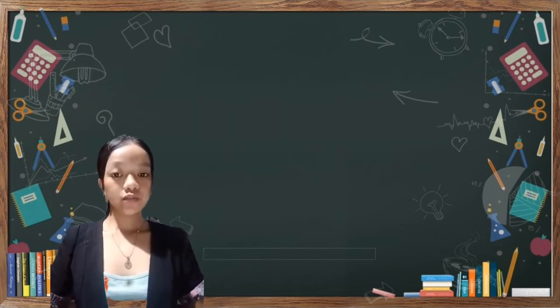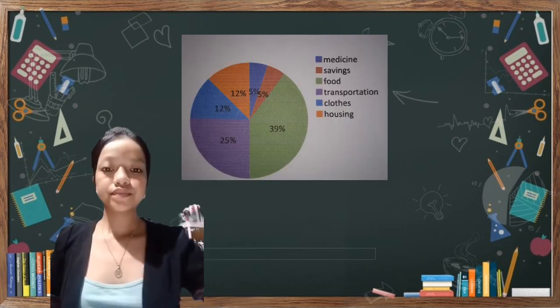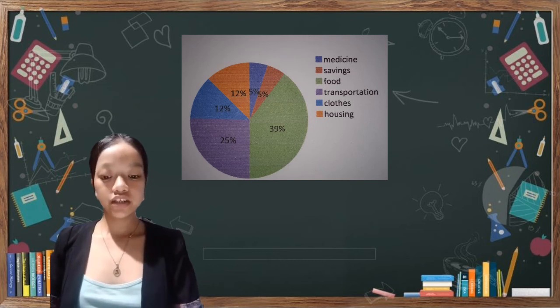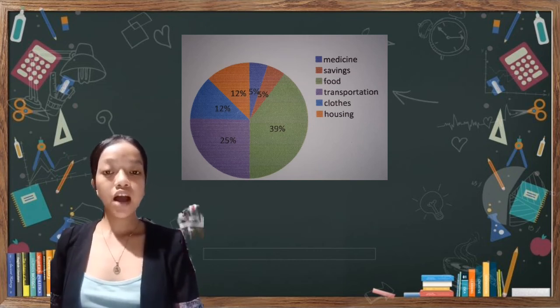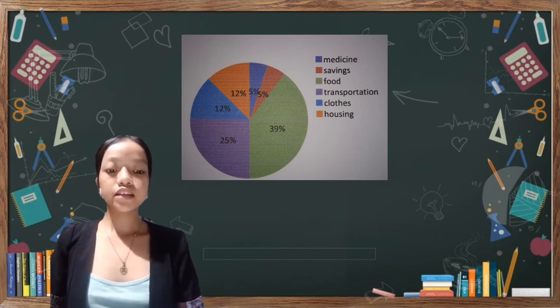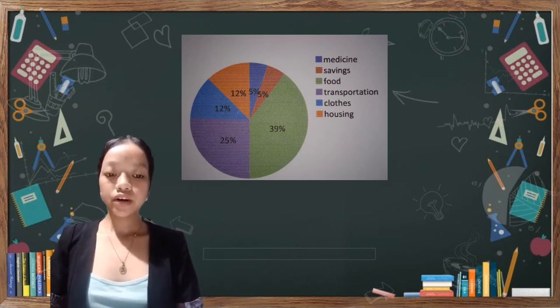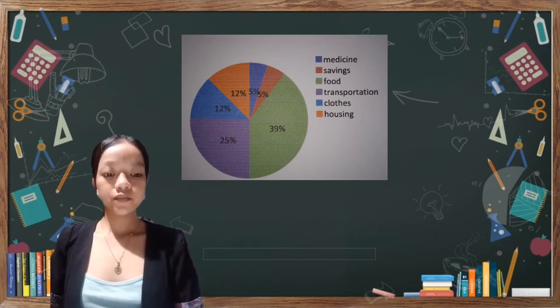Now, get your notebook and answer the following questions given. Number 1. In what item did Sarah spend more? By how many percent? Number 2. Which two items have the same rate? Number 3. What percent was allotted to medicines? Number 4. Which item did she spend more on next to food?